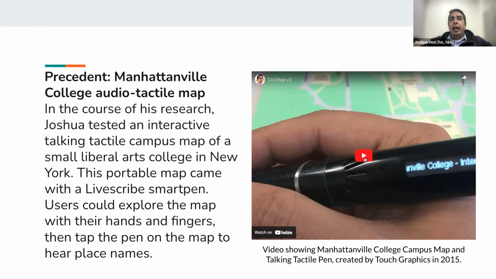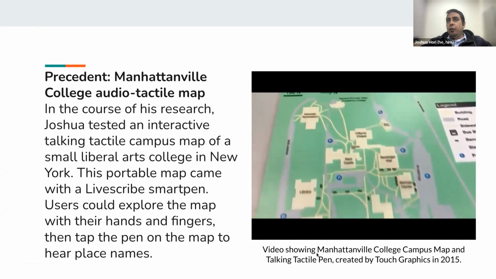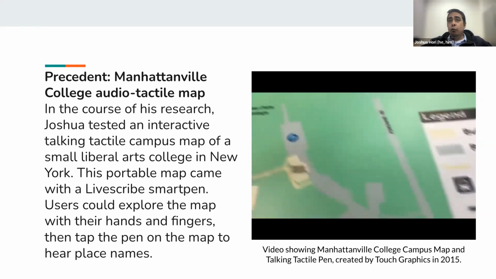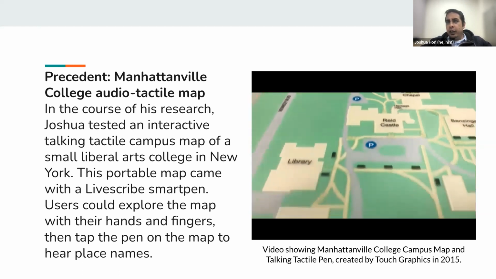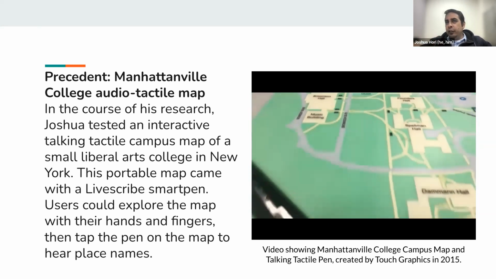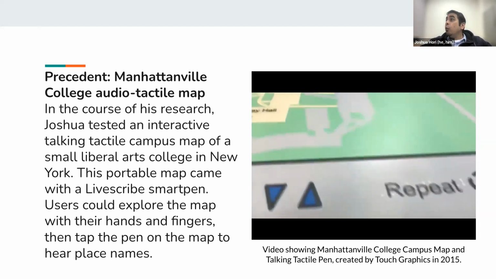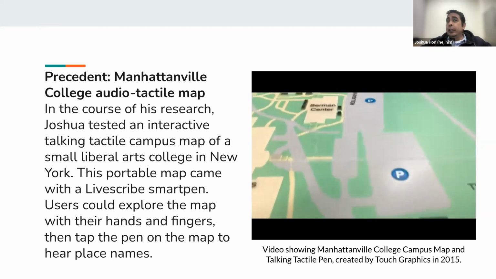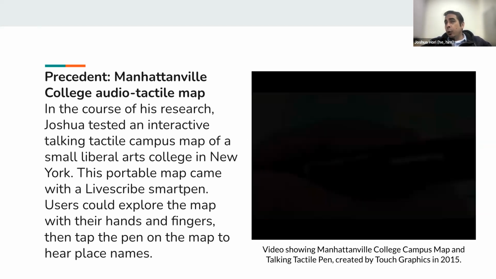On here, I have a video of the map, and I'm just going to play it. This map is 3D printed. The buildings actually have a feel to them, as well as the roads. They have a tactile feel to them. And the walkways also have a different kind of feel to them. I'm going over this and you can kind of see the raising in the buildings. And then you see that you can repeat content and increase the volume. All of this is really interactive with the LiveScribe smart pen, which we saw in there. Also showing a legend on here.